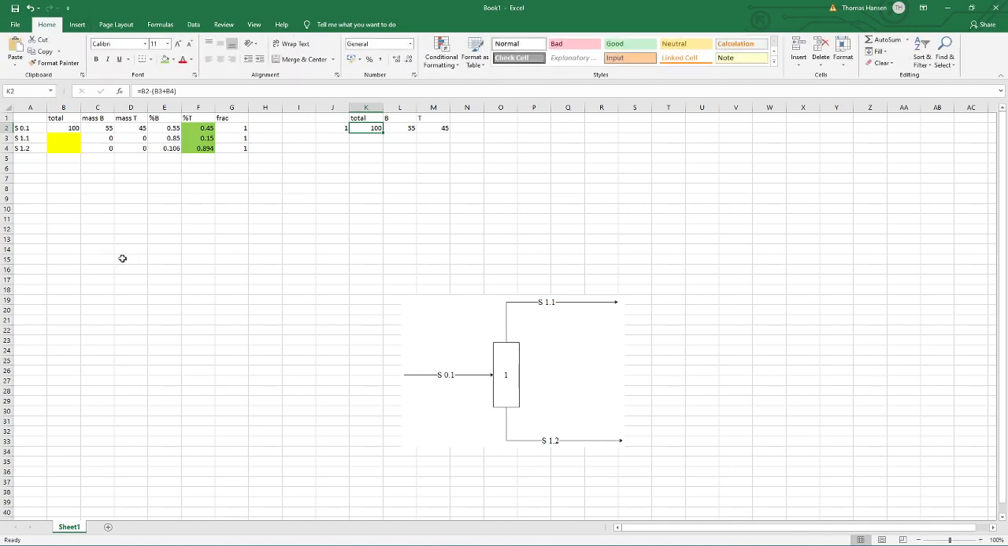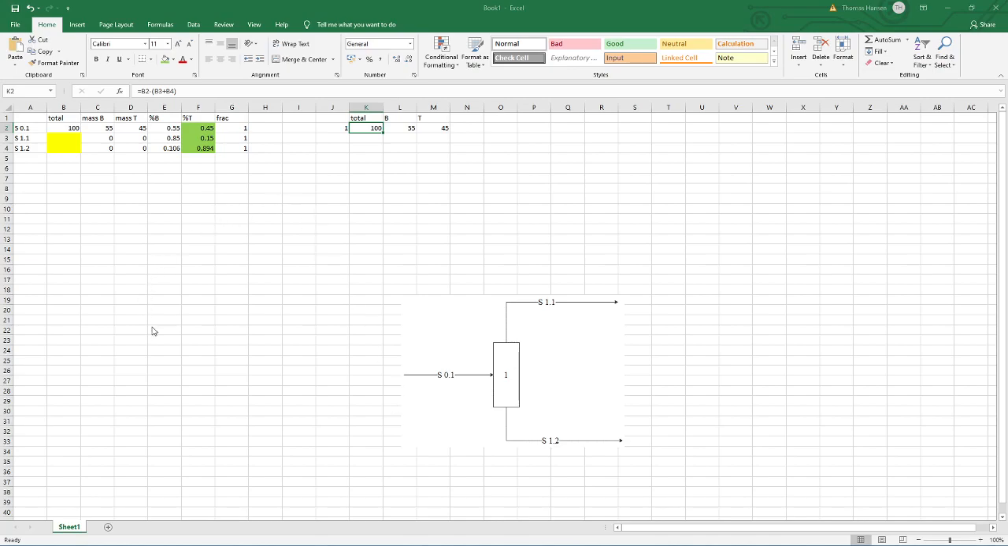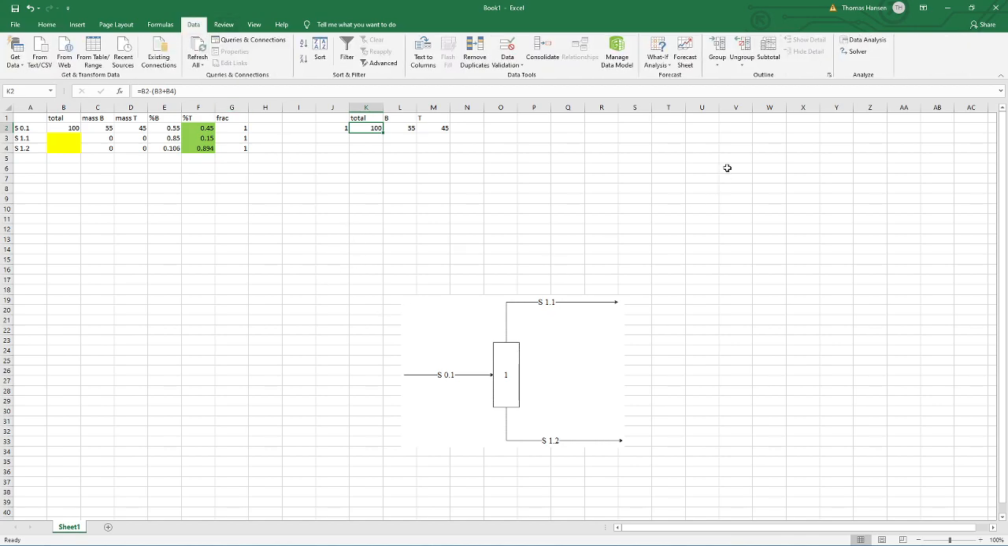Just in case some of you don't have Solver activated in Excel yet, we'll just do that. File, Options, Add-ins, and then we click Go. And then we can activate our Solver and click OK. And we now have our solver. If we go to the Data part, we have our solver here. So let's open it up.